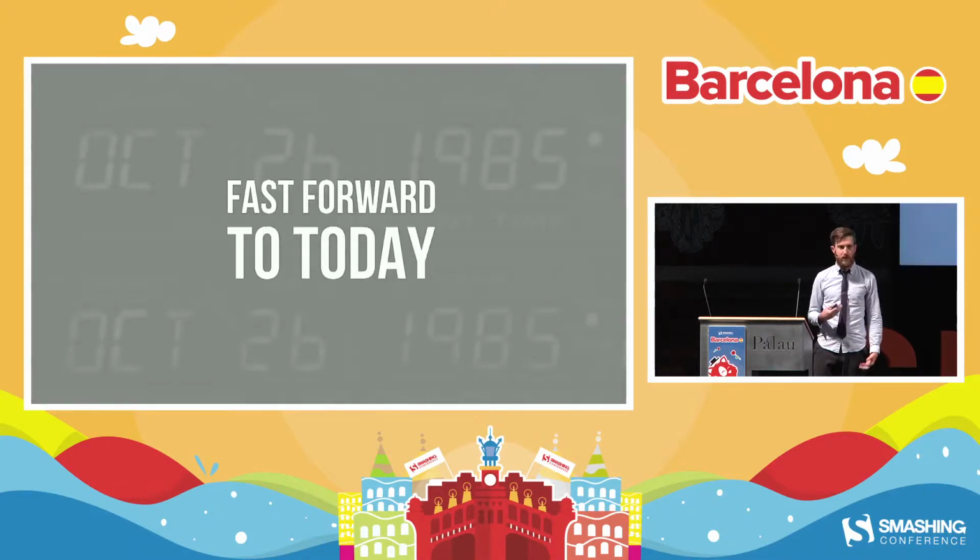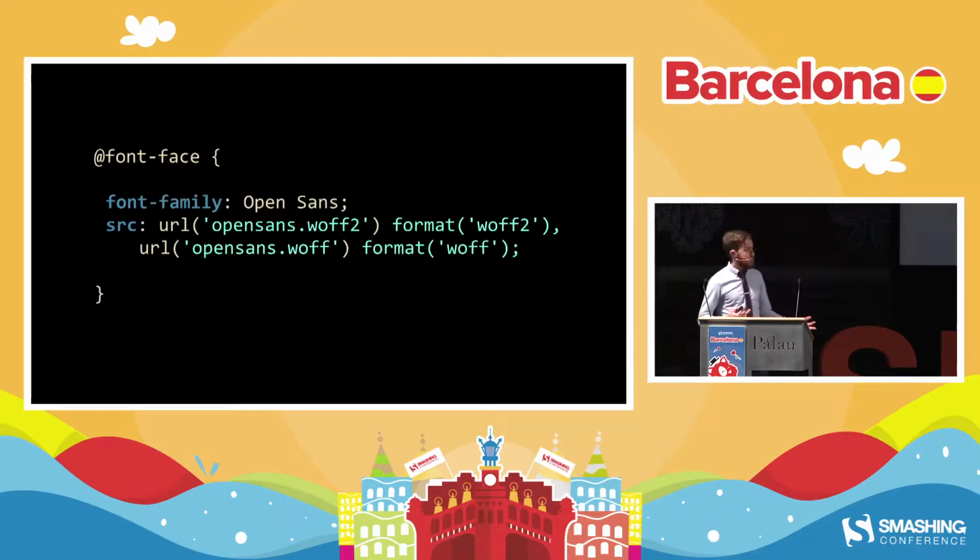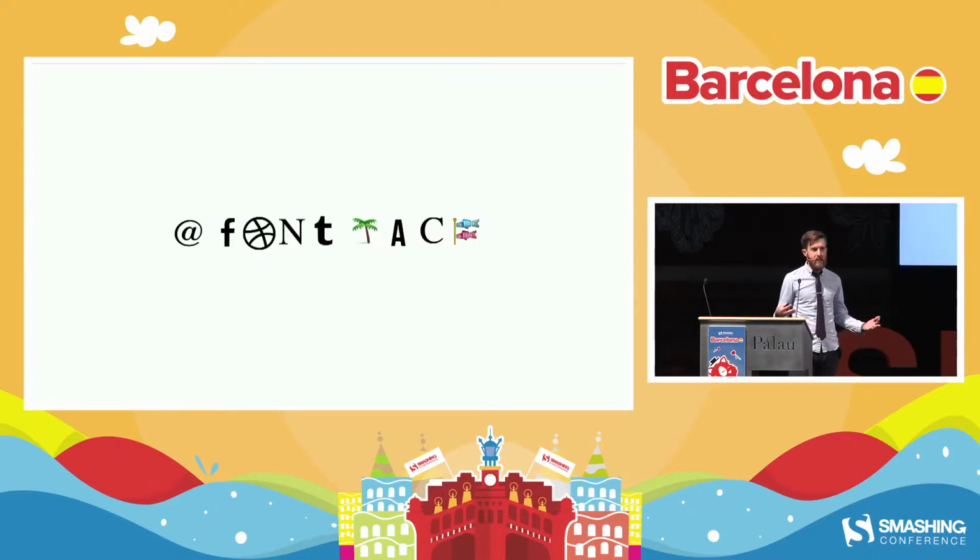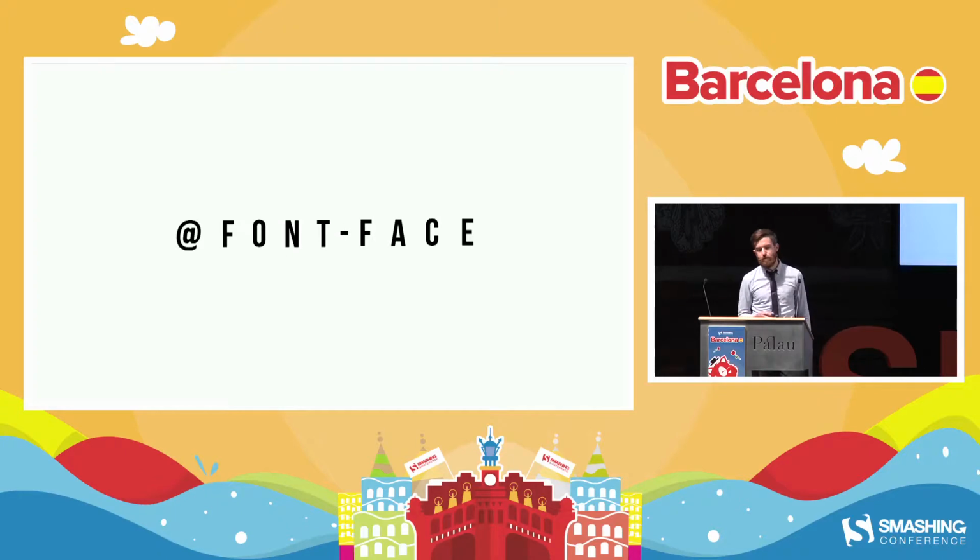So fast forward to today. Hey. We can now use font face. It's amazing. Yay, clap for font face. No, don't clap for font face. It's good, but it's bad. And I'll tell you why. It's very simple. You just use a font family. You put your source URLs, your different font formats in there, comma separated. Usher in the age of font face. This is a great time.